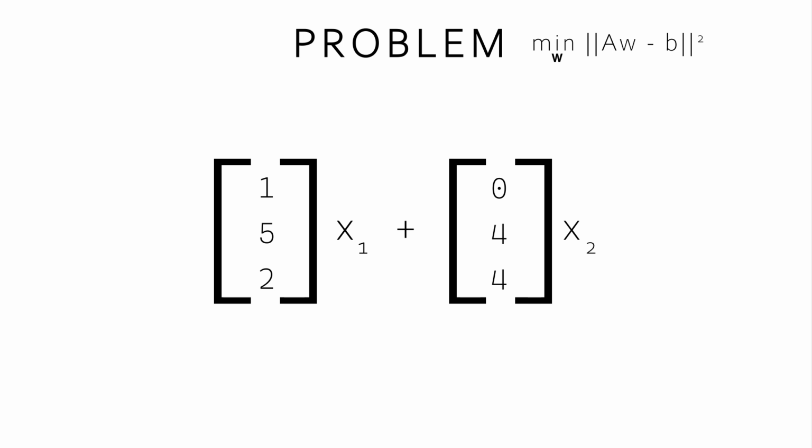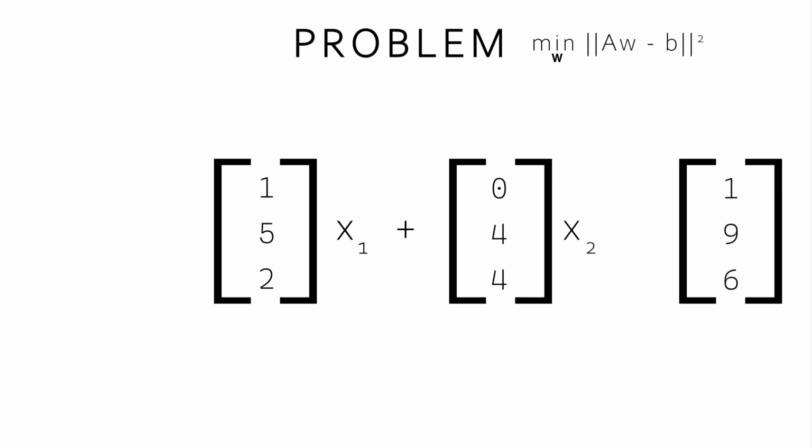Let's take a vector B equal to 196. This vector can be obtained if we set x1 to 1 and x2 to 1. So 196 belongs to the column space of A. If the last element was changed to 7, the vector cannot be obtained using any value of x1 and x2. So we say that it is not in the column space of A.